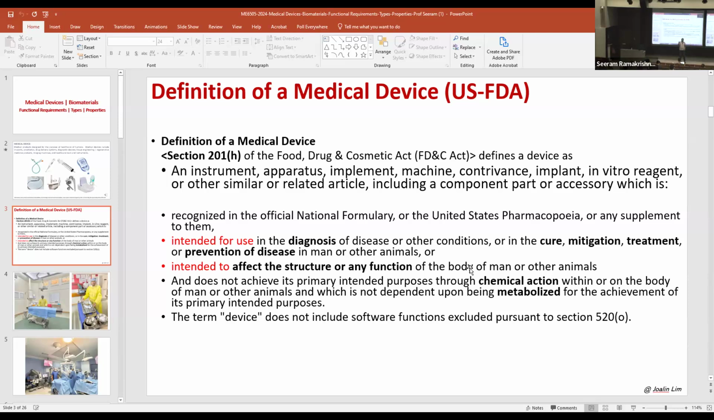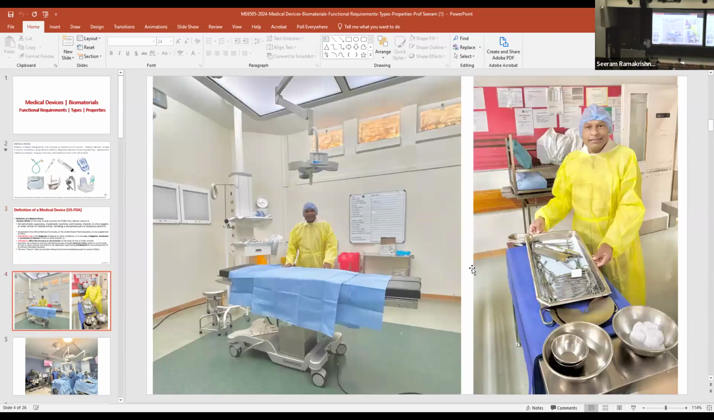So let's say you are practicing or somehow involved in the medical device business or healthcare business. You have to read the definitions in that country. And then you figure out whether you are doing things according to the definitions and regulations. Okay? So then you have very simple, rudimentary hospitals.